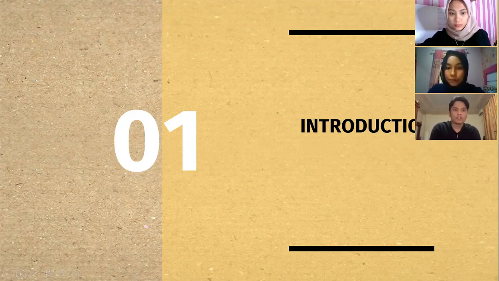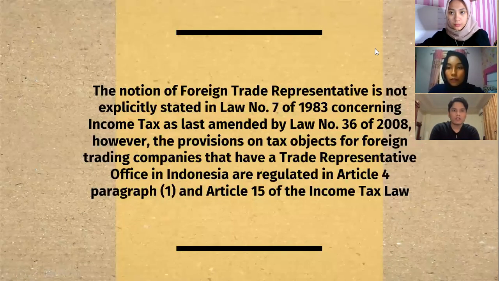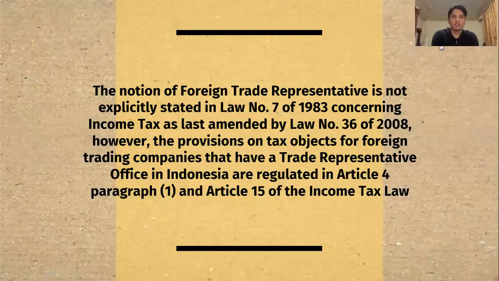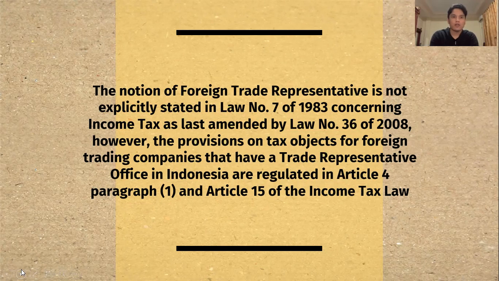First one is introduction. Taxes on foreign trading companies. The notion of foreign trade representative is not explicitly stated in Law Number 7 of 1983 concerning income tax as last amended by Law Number 36 of 2008. However, the provisions of tax objects for foreign trading companies that have a trade representative office in Indonesia are regulated in Article 4, Paragraph 1 and Article 15 of the Income Tax Law.